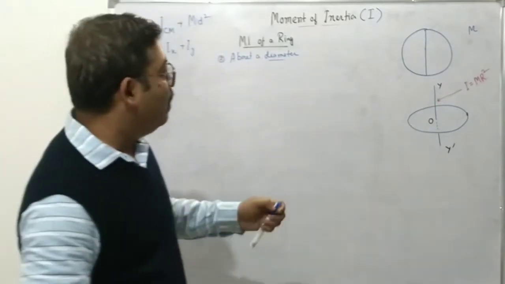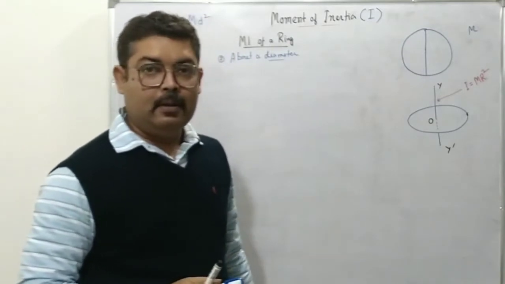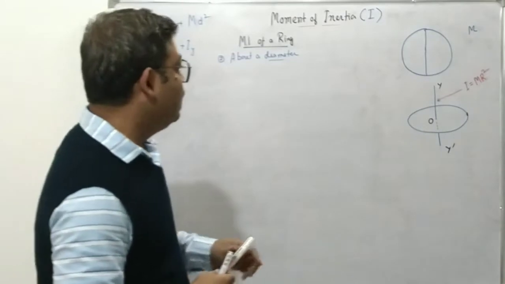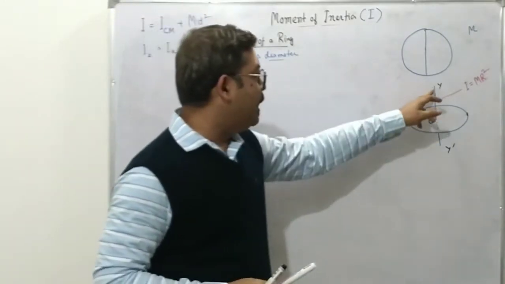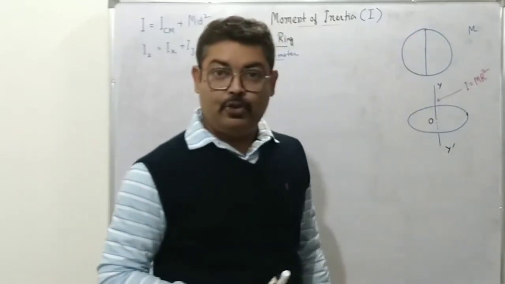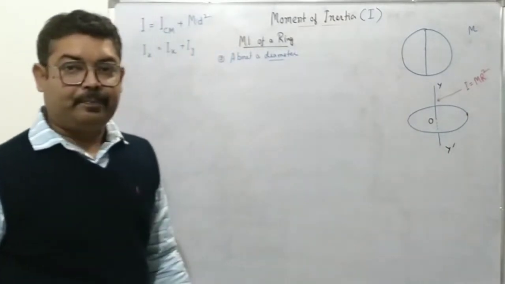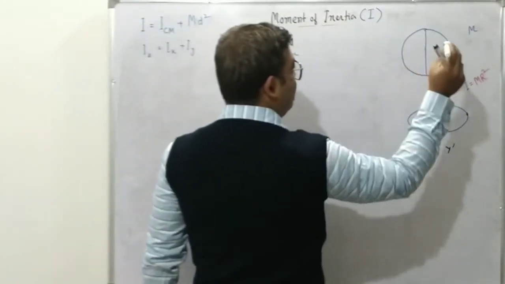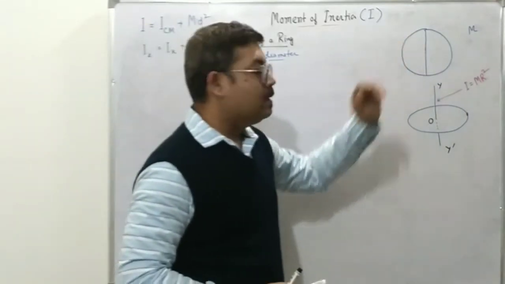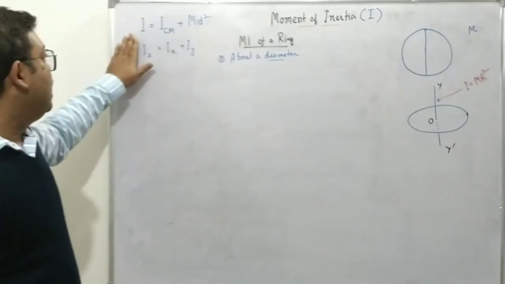Now what we need to notice is that the diameter lies in the plane of the ring, and the previous expression that we found was for an axis perpendicular to the plane and passing through the center. So the diameter also passes through the center. The previous expression was I equal to mr square, which was about an axis perpendicular to the plane. Now we want to find this, and this is the time when we are going to use one of these theorems, the laws of parallel and perpendicular axis.